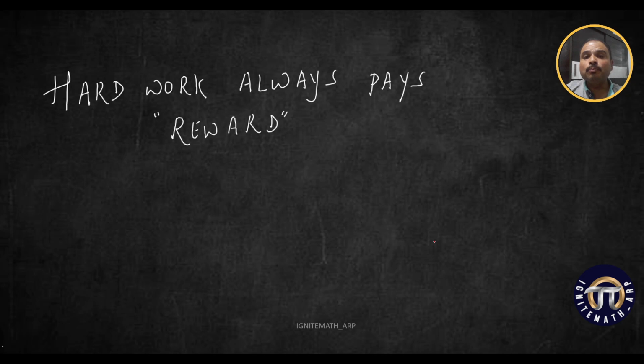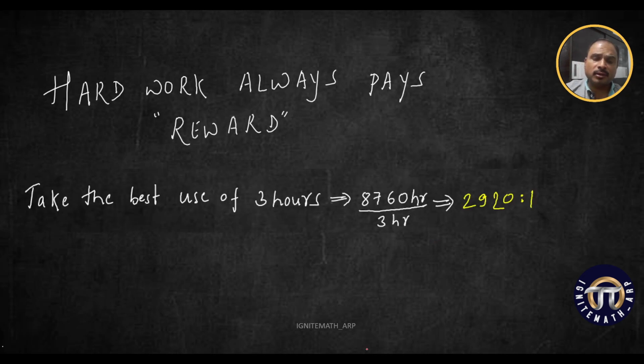I would like to bring your kind attention over here. See the ratio over here. You need to make the best use of 3 hours. See the ratio here. 8760 hours to 3 hours means what? The ratio is 2920 is to 1. Oh my god. So not even a single minute of these 3 hours is to be wasted. No compromise with waste of time. Clear, children? If you keep all these things in mind, no worry at all.